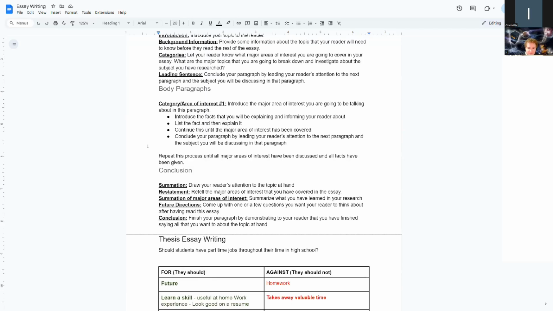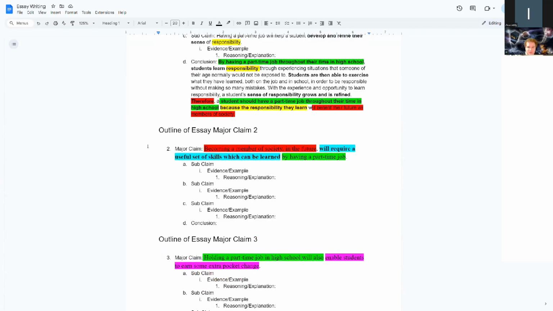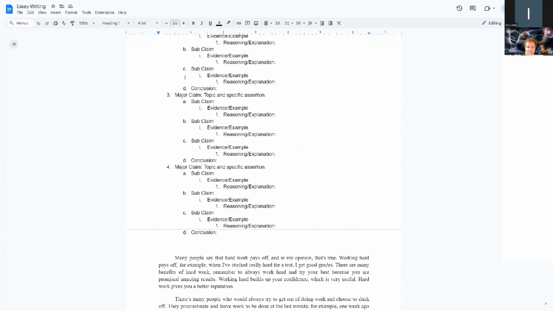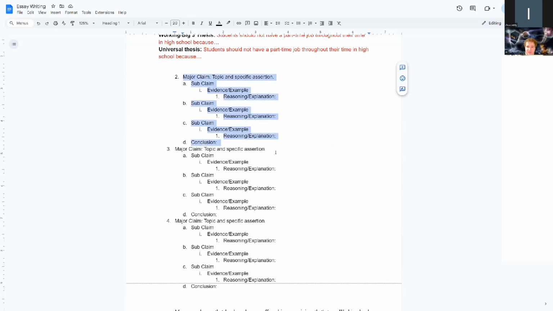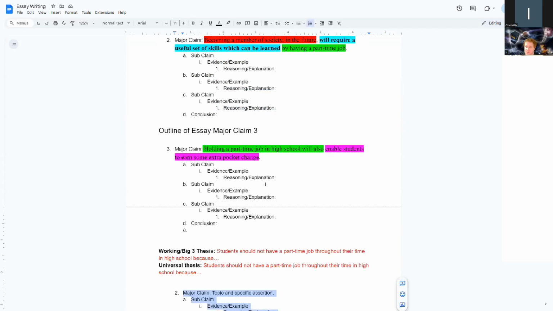Do I have it on this page? Yeah, I do. So I'll show you also the basic way we subdivide any kind of argument or persuasion.